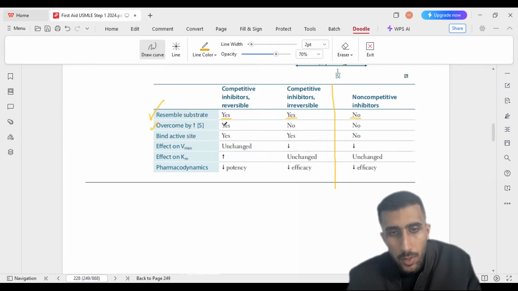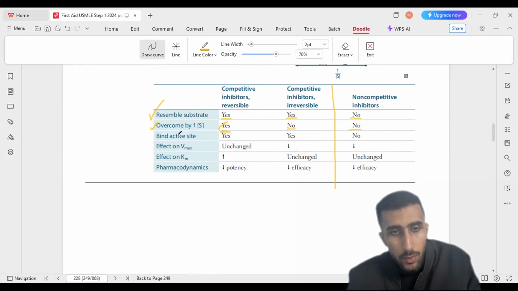And if you increase the substrate, you are going to get, as we have just said, the same velocity, but at a higher substrate concentration, versus the irreversible competitive inhibitor and the non-competitive inhibitor. Both of them, even if you increase the substrate, you are not going to reach the Vmax.